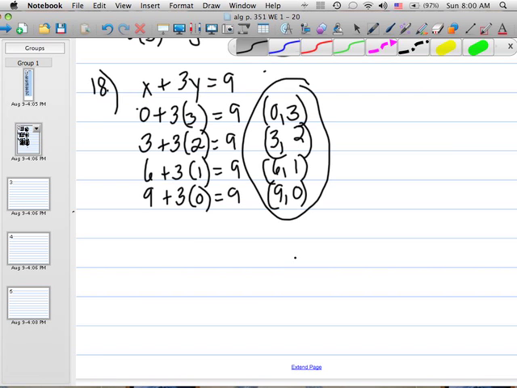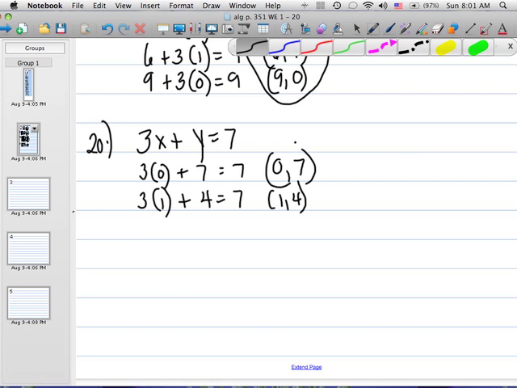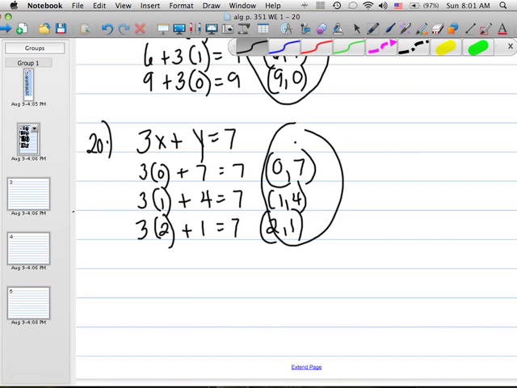And then the last problem, number 20. I have 3x plus y equals 7. So if I let x be 0, then y could be 7. So 0 and 7 work. If I let x be 1, that's 3 plus 4 would make 7, so 1 and 4 work. If I let x be 2, that's 6, and let y be 1, that'll make a 7, so 2 and 1 work. And then when I get to 3, that's 9, that's too much. So those are my ordered pairs that work.